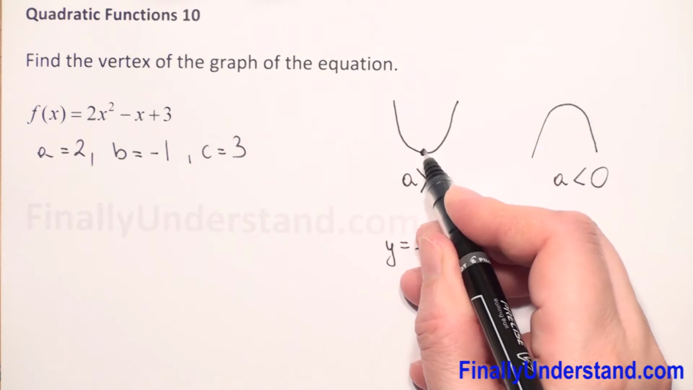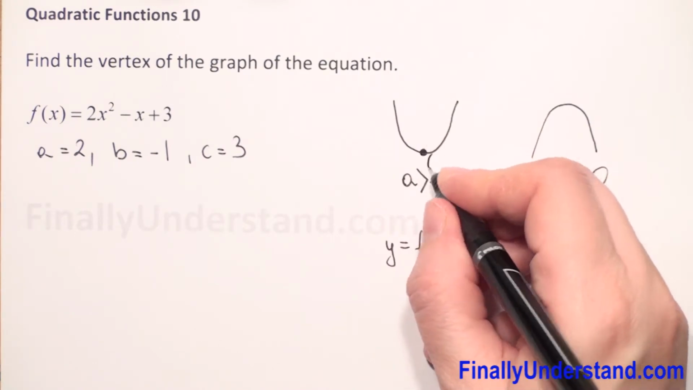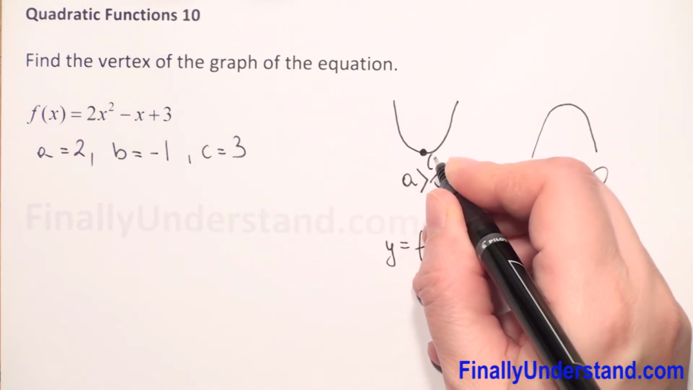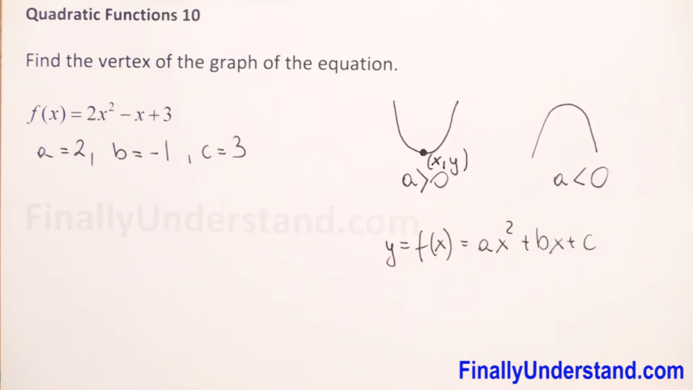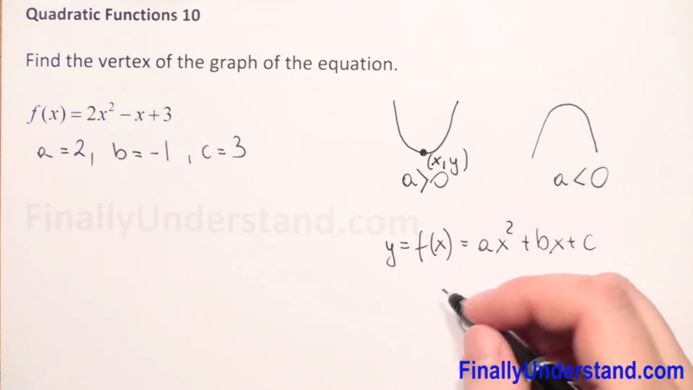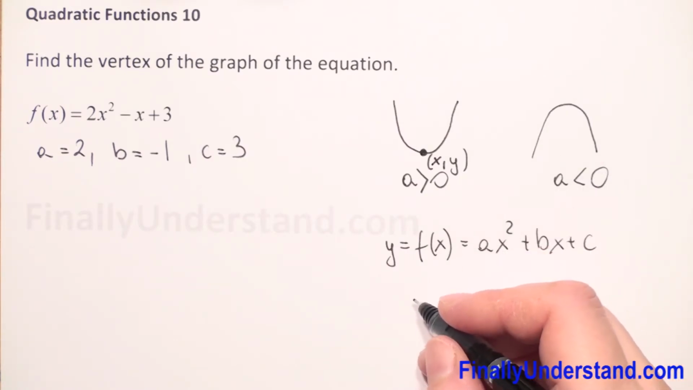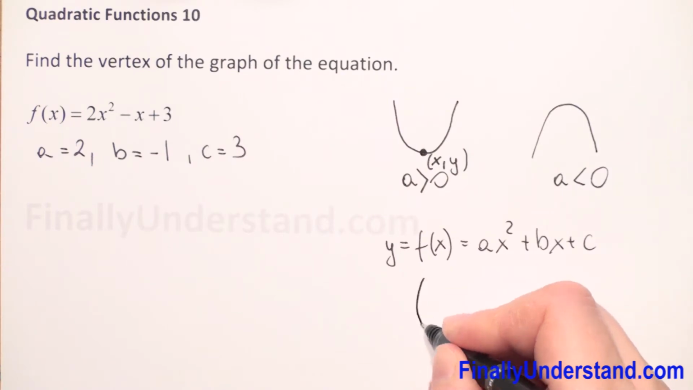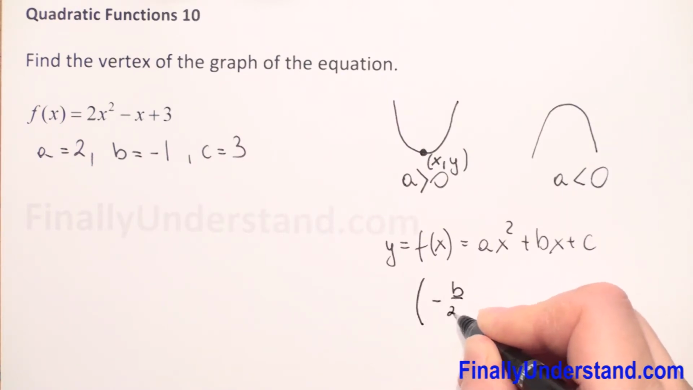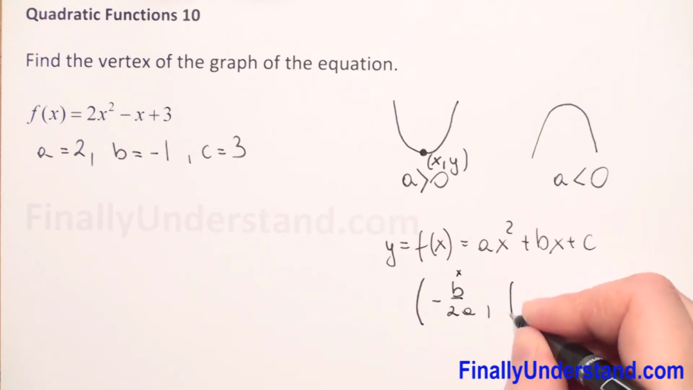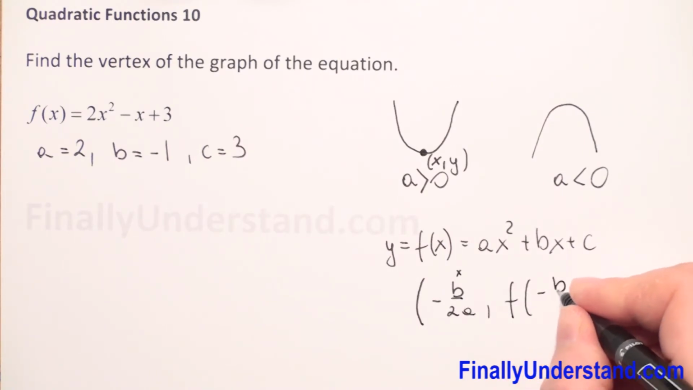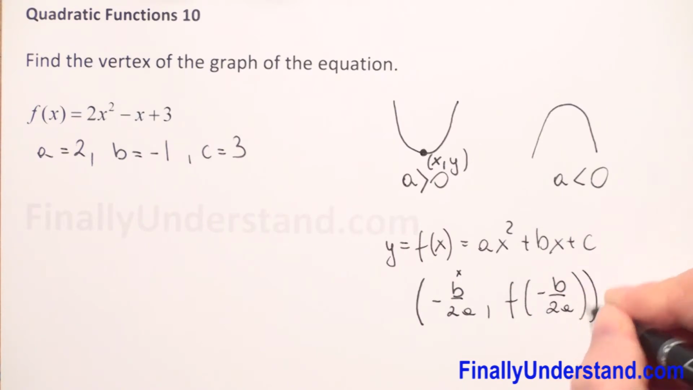So we need to find this point. To find this point, we need the first coordinate and the second coordinate, x and y. And when we have the general form of a quadratic function, the coordinates of the vertex are negative b over 2a, the first coordinate, and the second is the value of our function for negative b over 2a. This is our y.